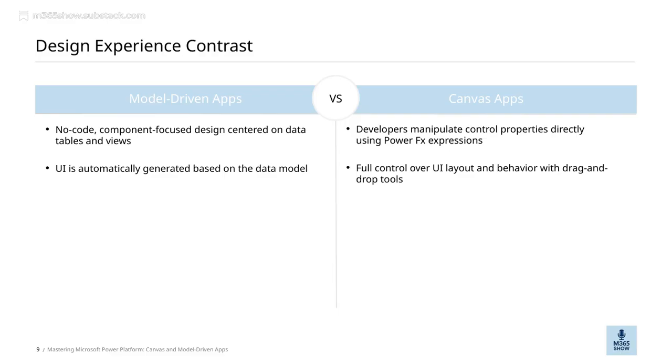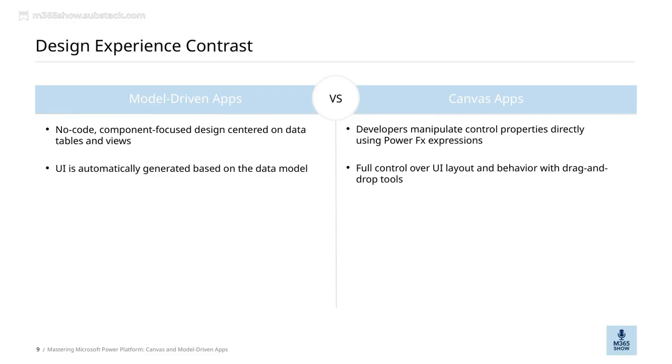We also have full control over the layout and behavior of the interface through simple drag-and-drop tools, making it very intuitive to design visually appealing screens. On the other hand, model-driven apps focus on a no-code, component-focused approach. The design is centered around data tables and views, which means we don't need to write code for most of the UI. Instead, the user interface is automatically generated based on the underlying data model, providing a consistent experience that's easier to maintain and scale.